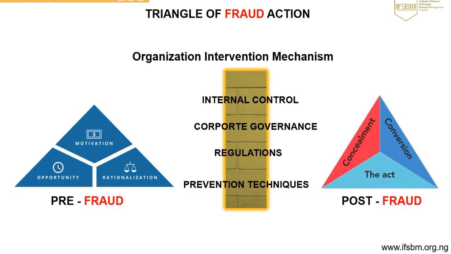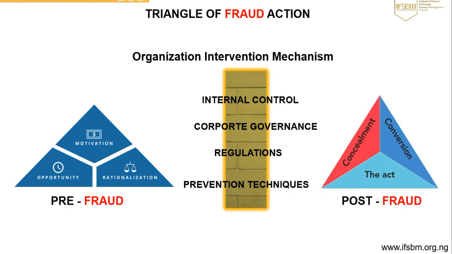Another of such is corporate governance. There must be corporate governance instituted in the organization that forbids some things happening, that would deter fraud. The same thing applies to regulation. There must be reasonable regulations and policies, so that you can easily identify somebody who is deviating from the regulation and is not playing by the books. If all these are not there, that means the wall is not there. Anybody can easily cross from the pre-fraud to the post-fraud. Then there are so many prevention techniques that must be put in place as well. Out of this, we are going to lay more emphasis, for the purpose and relevance of this course, on internal control.